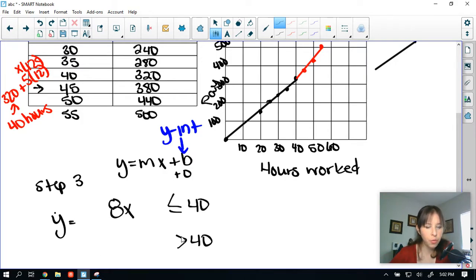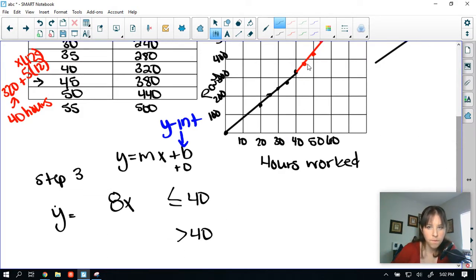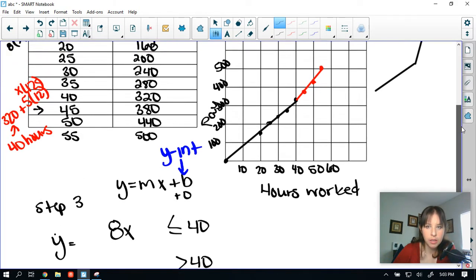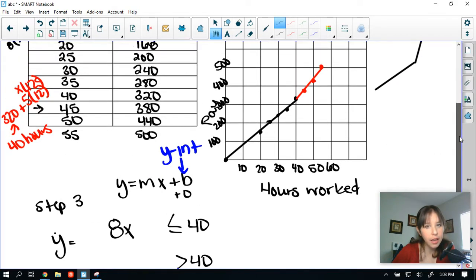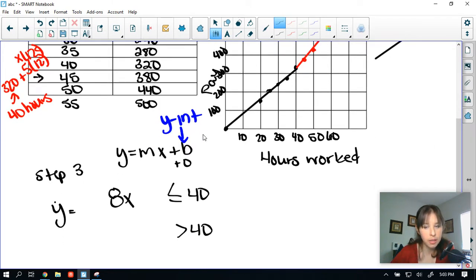But once we hit 40, once we get greater than 40, we change. We need to account for this jump at 320. So how would we be able to find that y-intercept so we could do the plus b? Do we do the 320 plus 5x times 12? Is that really a great one? I'll give you a second to pause and think about how we actually find our y-intercept.